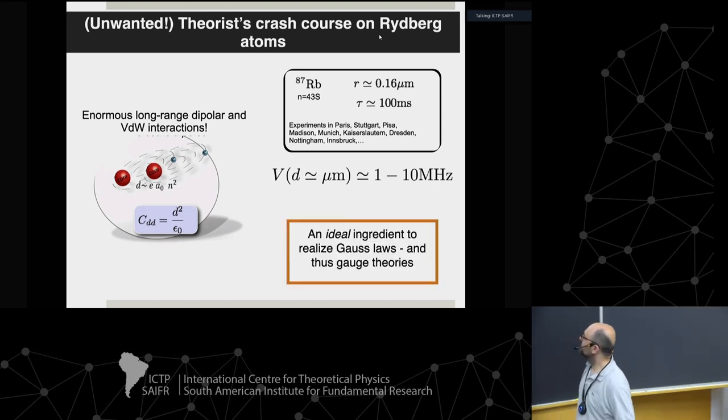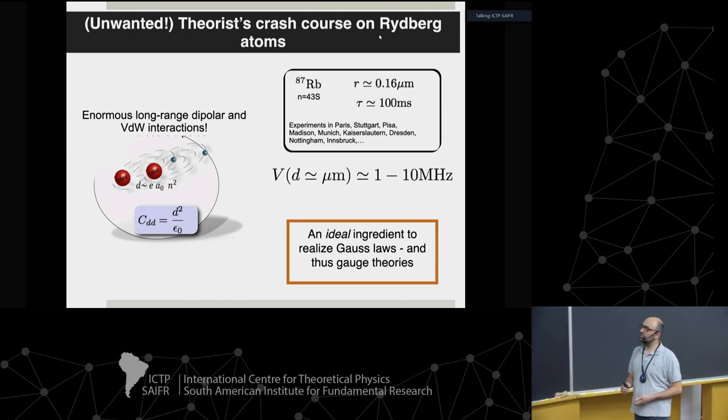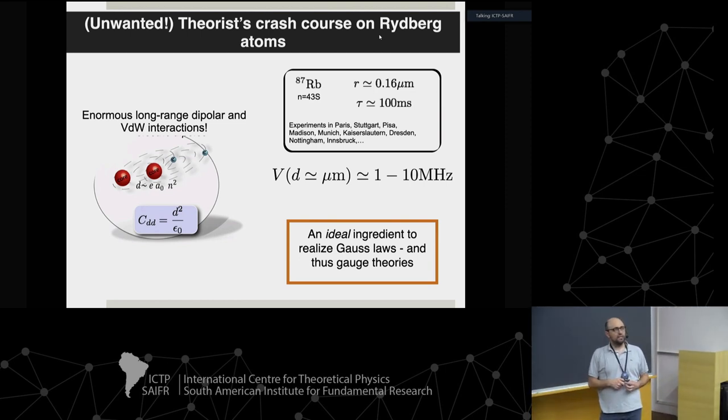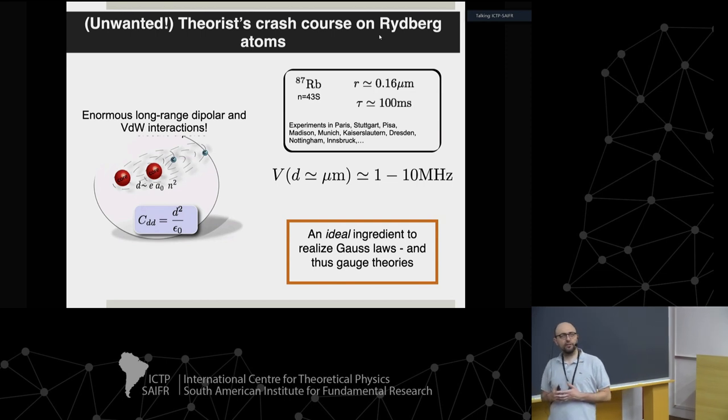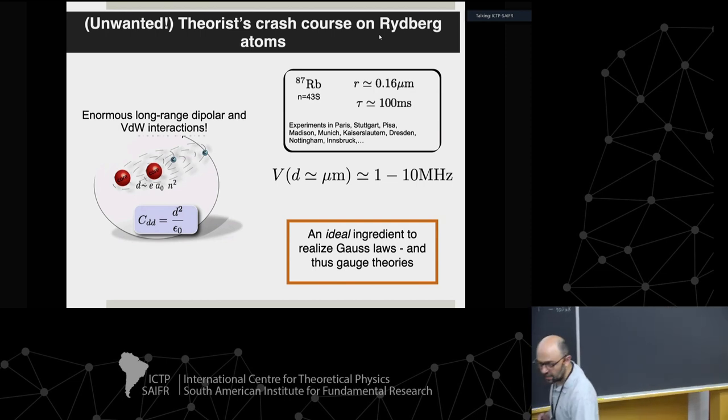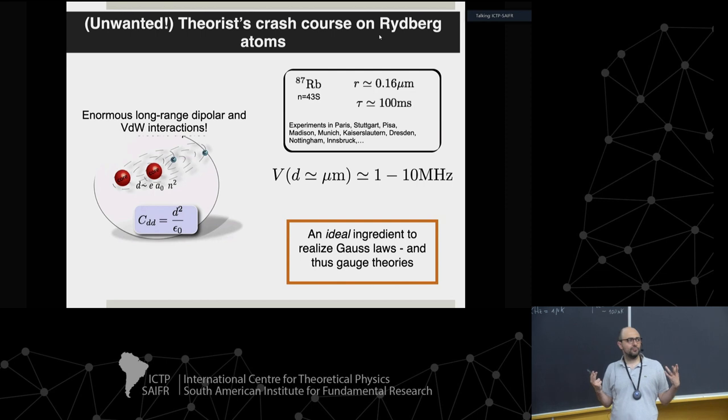And now, in the next slide, what I would like to show you is that these huge interactions in specific regimes are actually perfect to realize gauge theories. Remember, for us, what are gauge theories? These are theories where the Hilbert space is constrained, okay? So this is the key point.